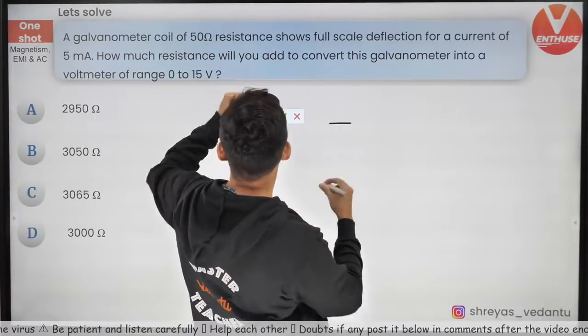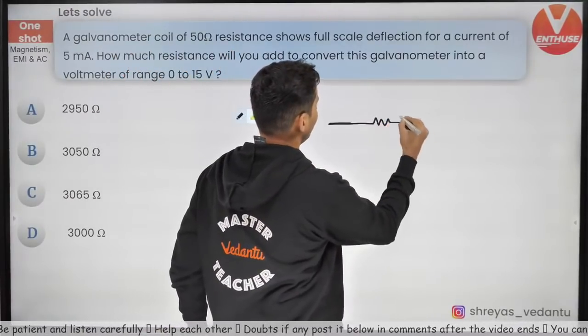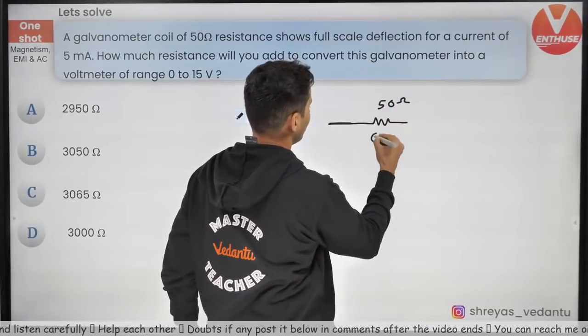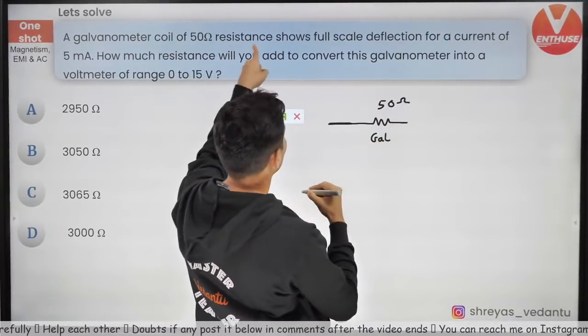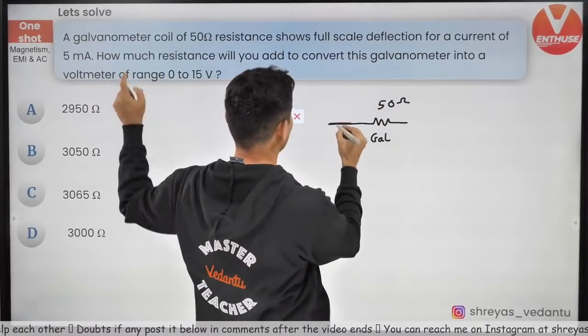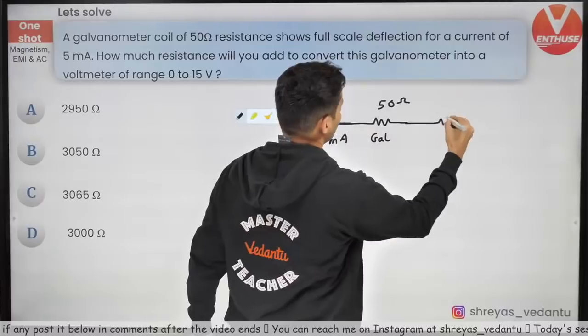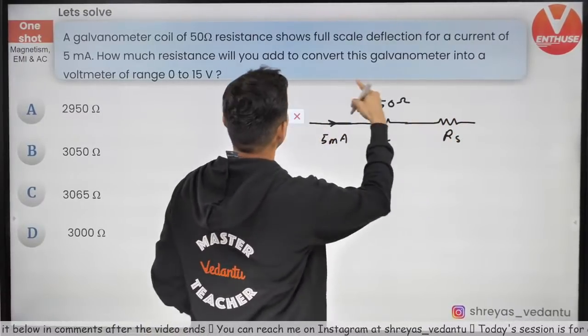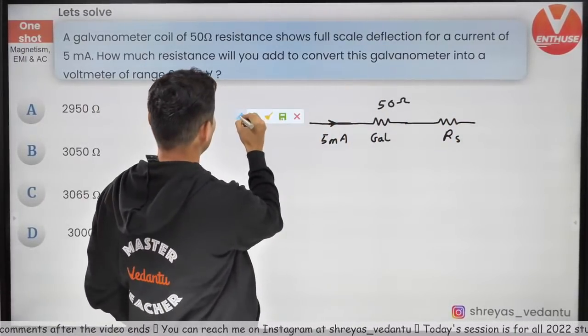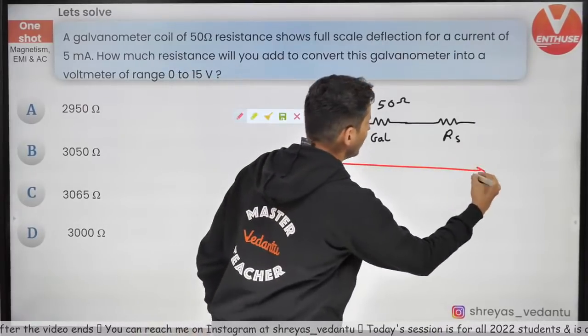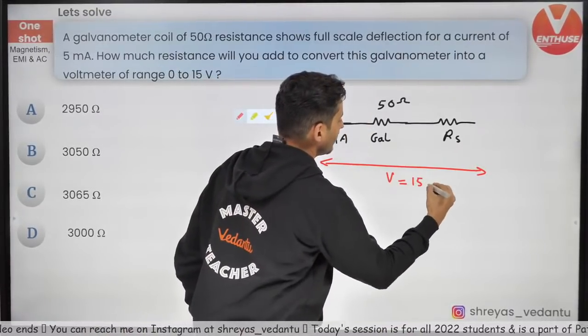Okay, so we have this galvanometer which has 50 ohms resistance. This is your galvanometer. Then current is 5 milliamperes. Obviously there must be a series resistance. You want to convert it into a 15 volts range. Remember, the entire voltage across it is 15 volts.